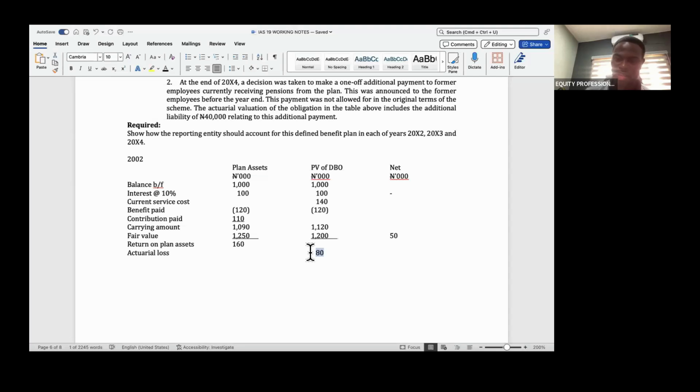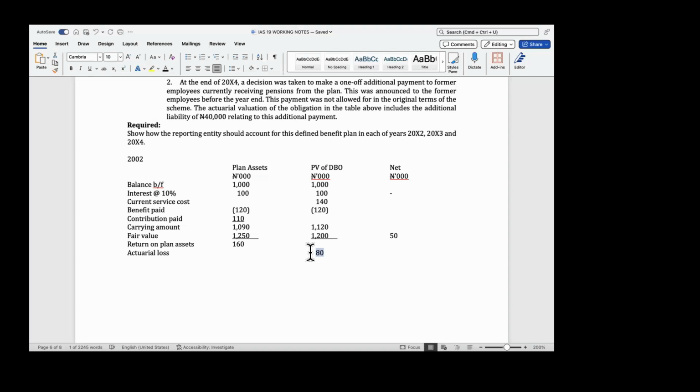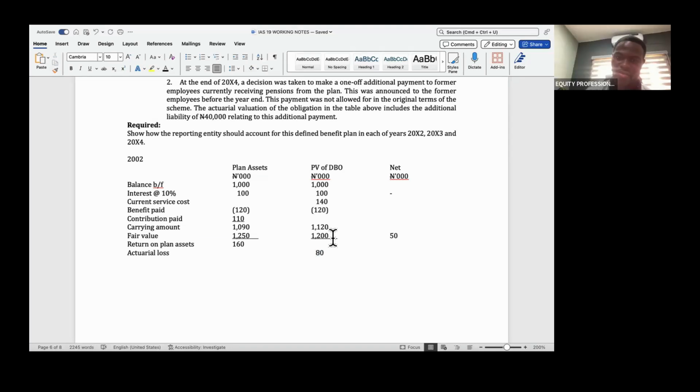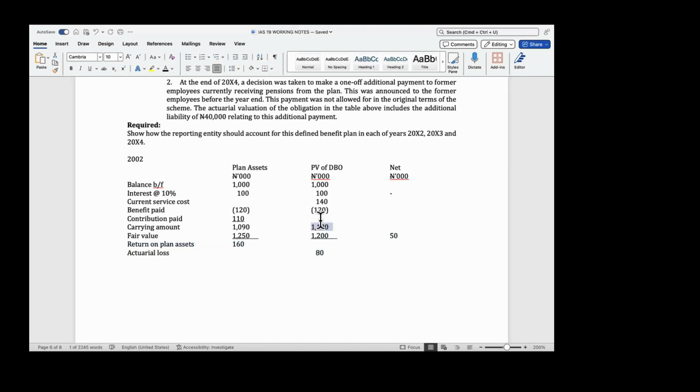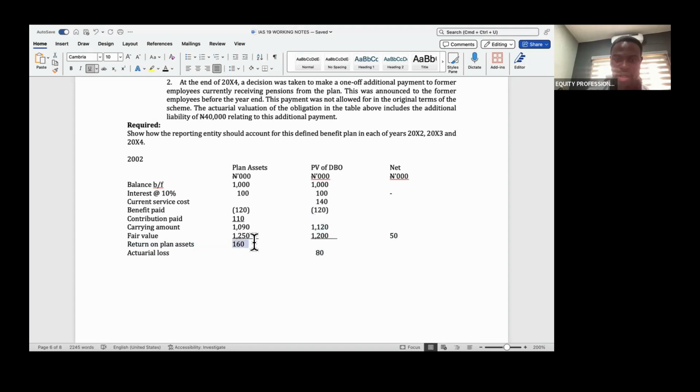But what I'm seeing here is 80 being the difference. It's 80, sir. I'm like, how did we get it? I'm confused. Oh, okay. 1,200 minus 120. Oh. Thank you, sir. You're welcome. So it's just the same way we got this 160. It's 1,250 minus 1,090.